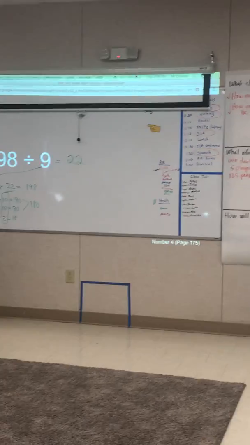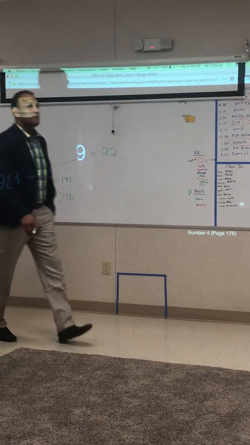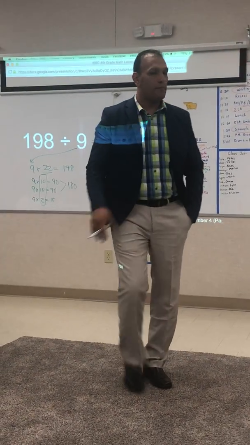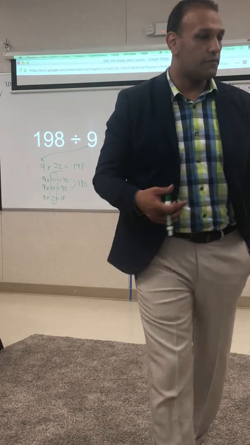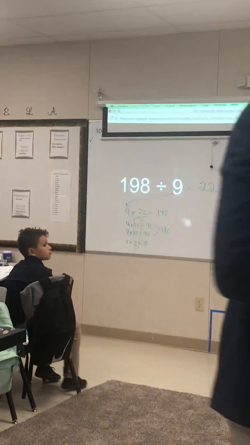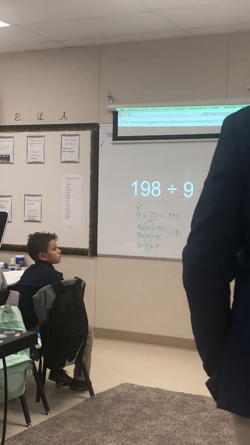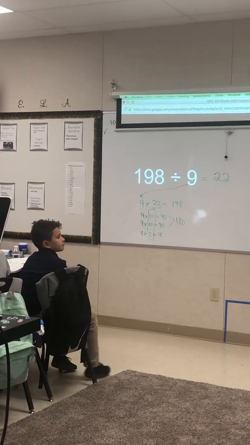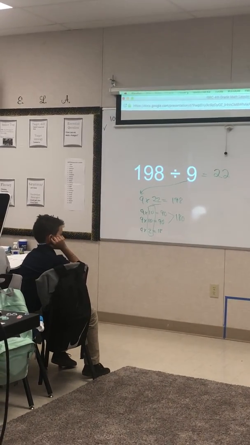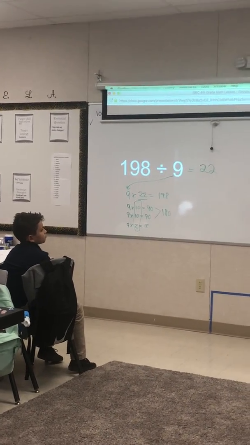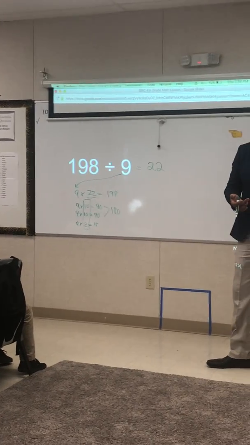Pretty easy, right? Now, don't worry, if it doesn't make sense to you right now, we can continue practicing it. This is the first time we see it. This is the strategy called partial quotient, right? We're using multiplication to solve division problems. Make sense now? Yeah. Okay.